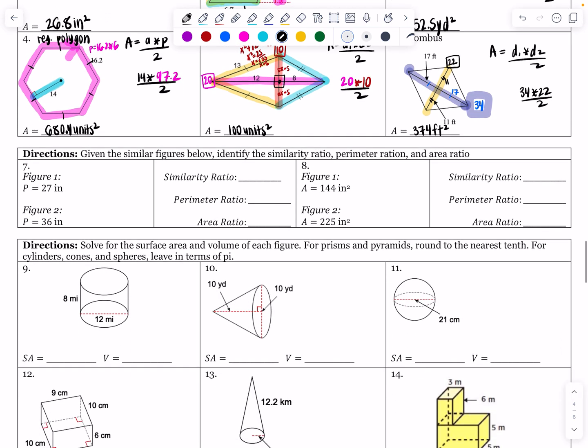All right, now it says given the similar figures below. So the first thing I'm going to do is make a note. It does tell me that they're similar.